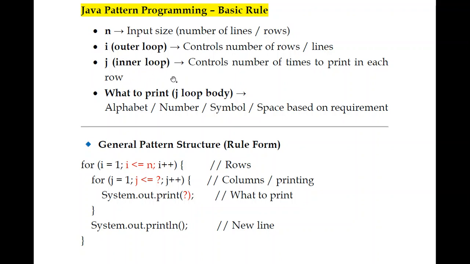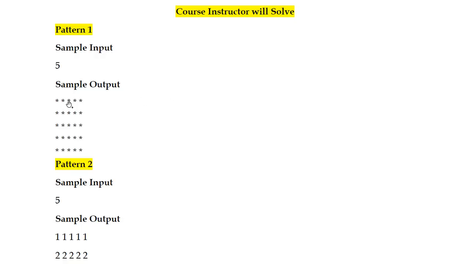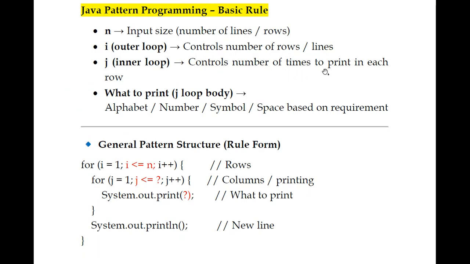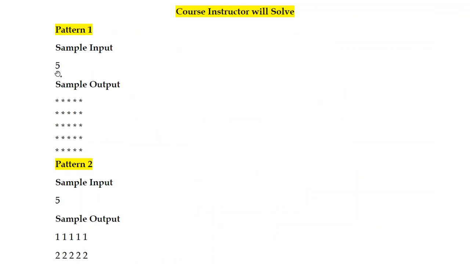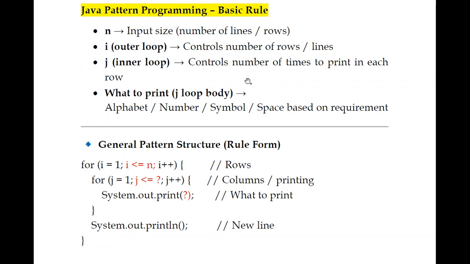Next, the last variable is j, the inner loop. In each and every line you are printing, the number of times you print in that line is important. That is decided by j. For example, with 5, in the first line how many stars are you going to print, in the second line how many stars, and so on. That is decided by j.